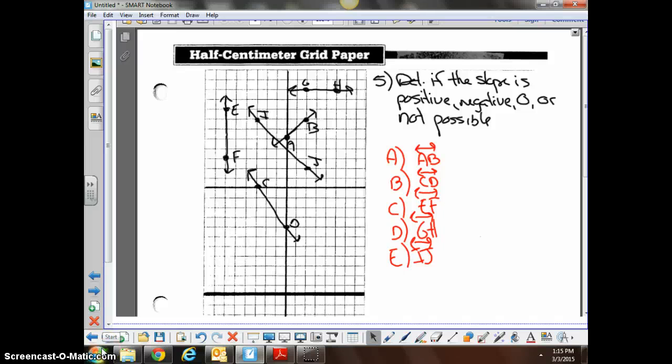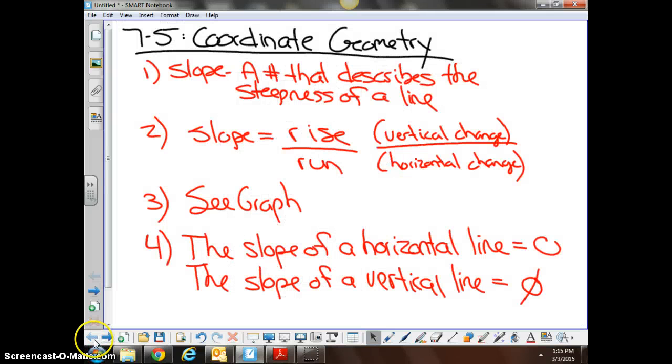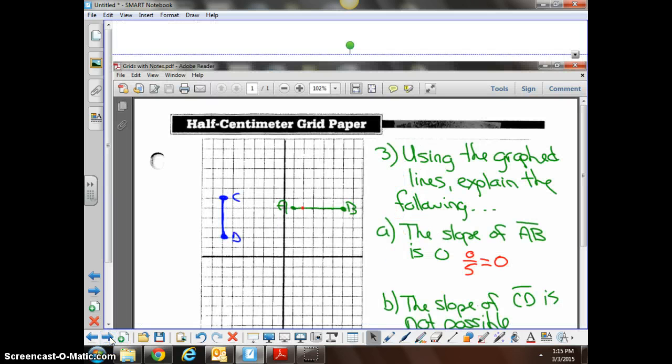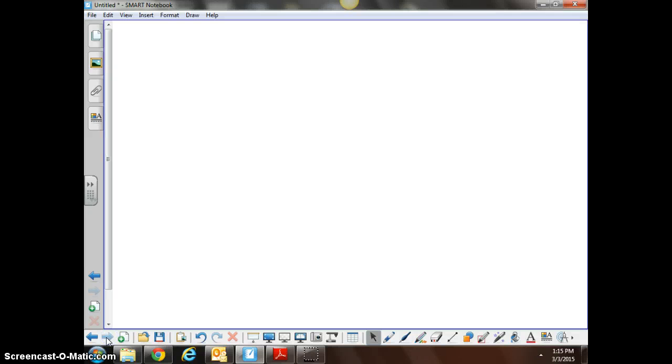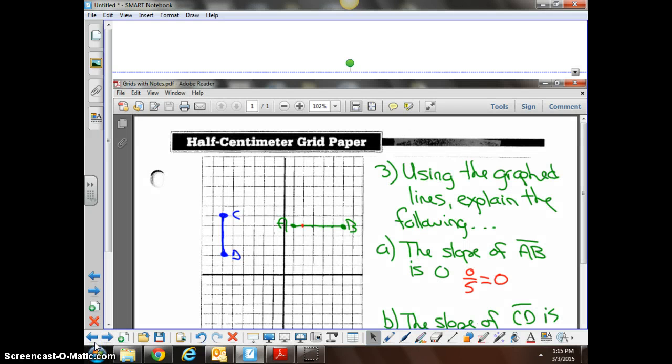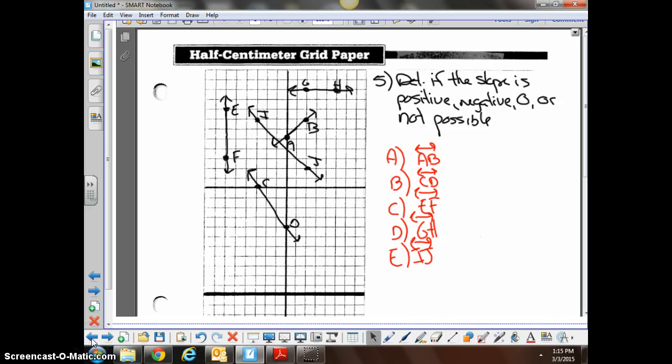All right, ladies and gentlemen, today we are working on 7-5 coordinate geometry. We have some vocab words that we went through, and now we're dealing with this: determine if the slope is positive, negative, 0, or not possible.